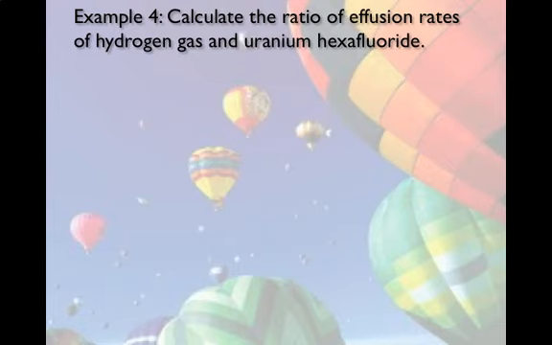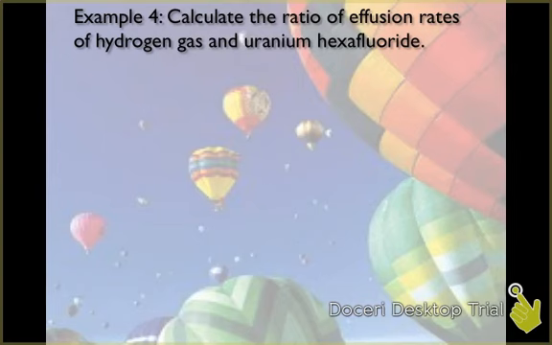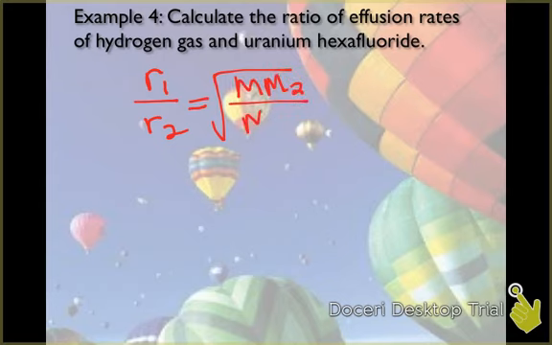Alright, so example number 4 says calculate the ratio of effusion rates of hydrogen gas and uranium hexafluoride. So basically, we're going to be using that equation I just talked about. We're going to talk about rate 1 over rate 2 is equal to the square root of the molar mass 2 over the molar mass 1. Now, I'm going to think one step ahead, and I think that hydrogen gas is much smaller than uranium hexafluoride, so I'm going to assume that hydrogen gas is going to be moving much faster. And since I don't like dealing with weird fractions and decimals, I'm actually going to put hydrogen gas as 1. So 1 is going to be H2, and 2 is going to be uranium hexafluoride.